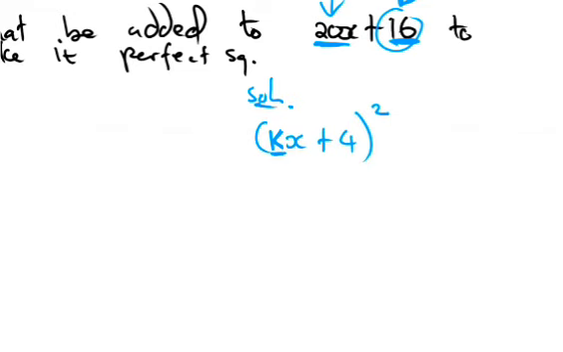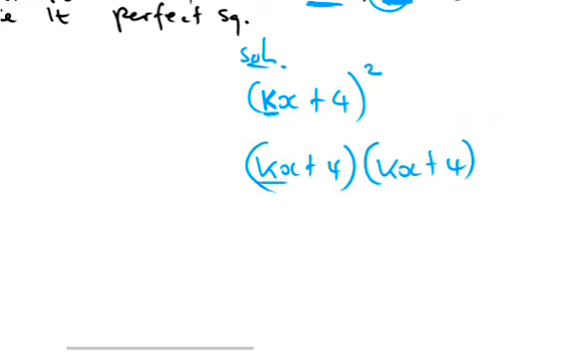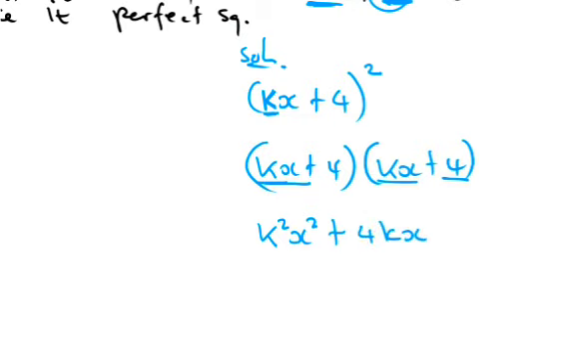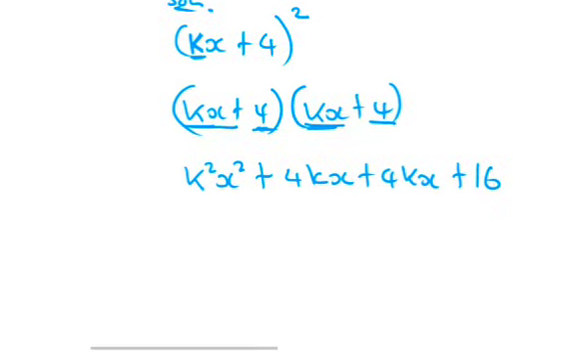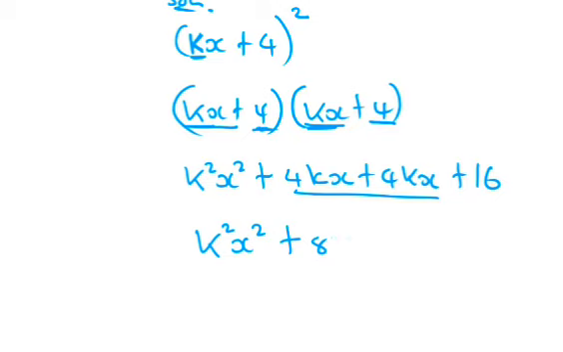Now we have two brackets: (kx plus 4) times (kx plus 4). Expanding, kx times kx gives k squared x squared, then plus 4kx, plus 4kx, and 4 times 4 gives 16. Combine like terms: k squared x squared plus, 4 and 4 make 8.